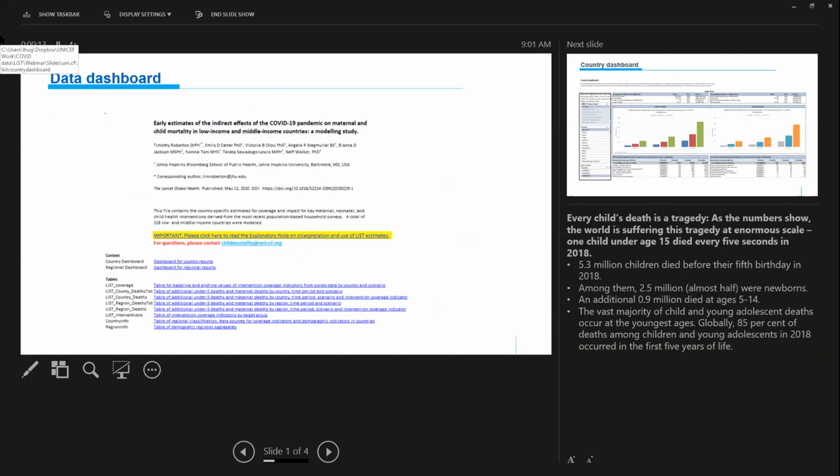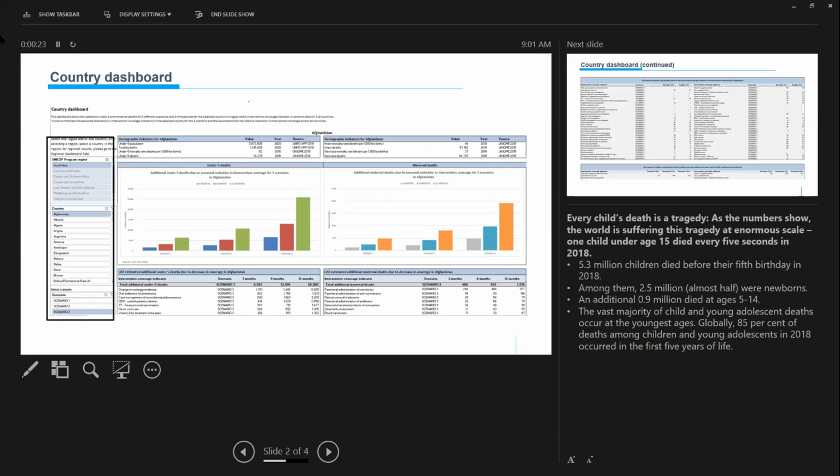So it makes it easy to look up for each country what are the increases we expect in child deaths or maternal deaths, depending on each scenario. This is the country dashboard. Here you can first select the UNICEF program region, and then select the country within the region. Then you can select the scenario, and you would see the deaths for children under 5 and the maternal deaths.